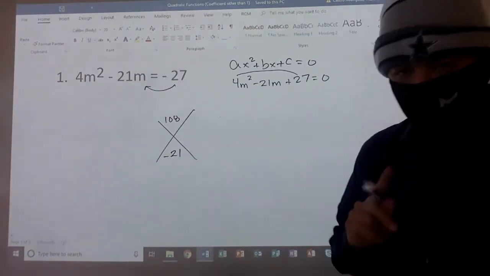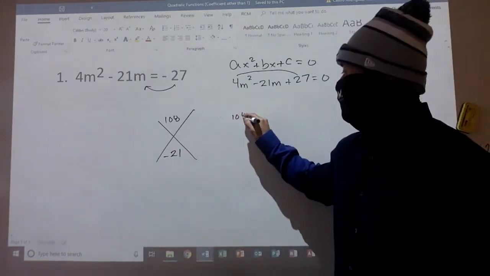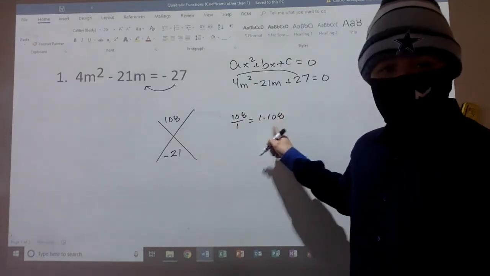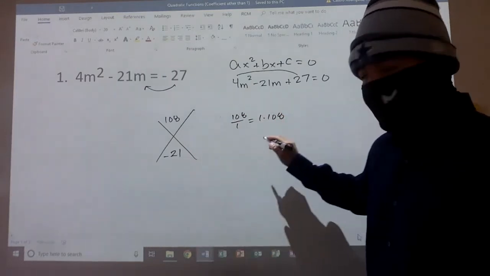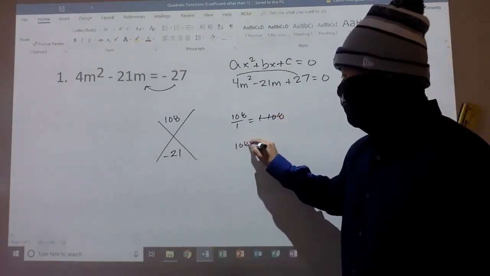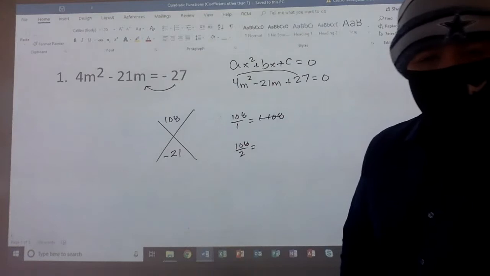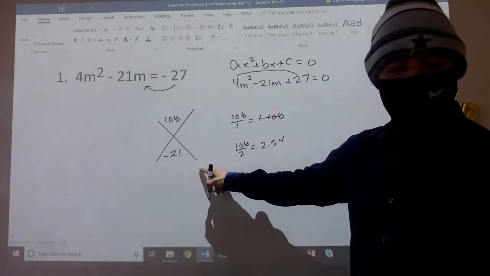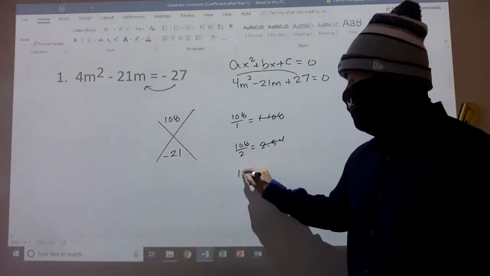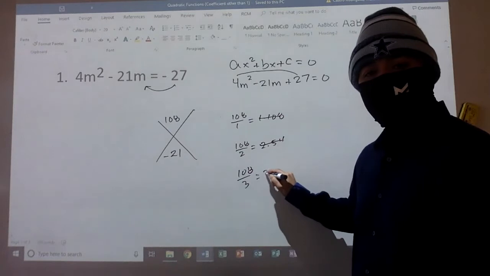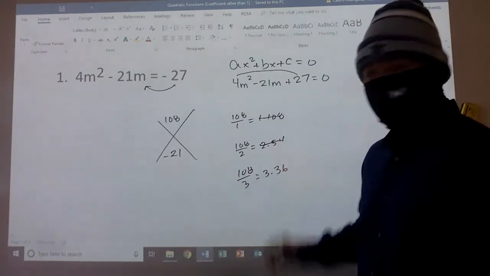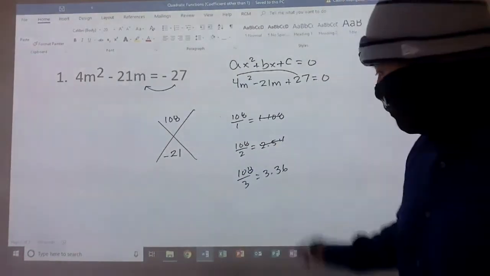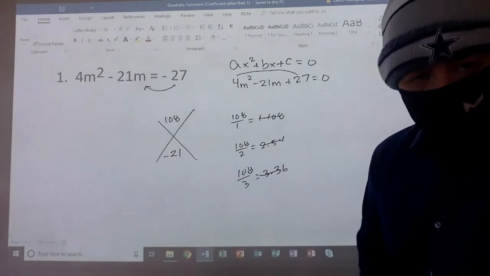Remember, I'm just gonna do one more. 108 divided by 1 is just 1 times 108. If this one's not near this number, then skip it. It's not the answer. 108 divided by 2, so it'll be 54. That one is not near that one. 108 divided by 3, 3 times 36. 36 is not close to my 21, so it doesn't work. You keep going until you find factors that will.